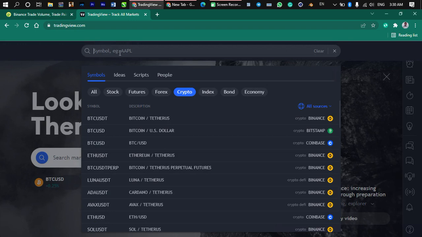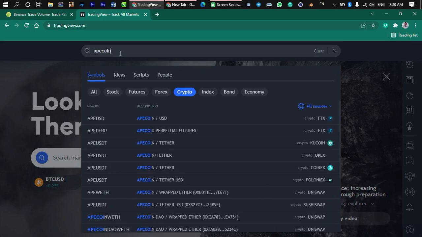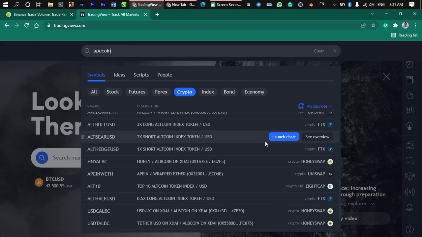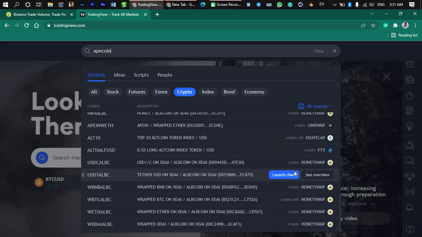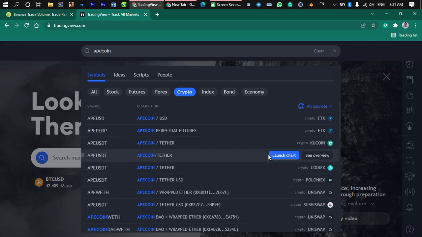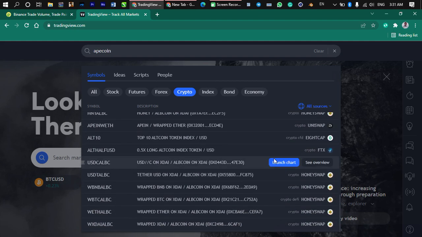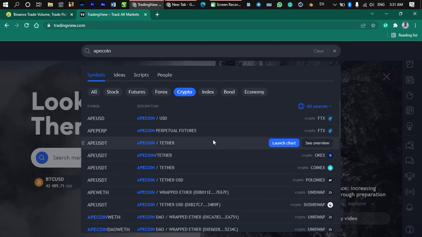Alright, so when you come to TradingView, you click on the search symbol and type ApeCoin. Remember we are trading on Binance, so you have to look for ApeCoin on Binance. For one or two reasons, ApeCoin on Binance has not been listed here. So you can use any of the other exchanges, but make sure you're trading with Tether USDT.